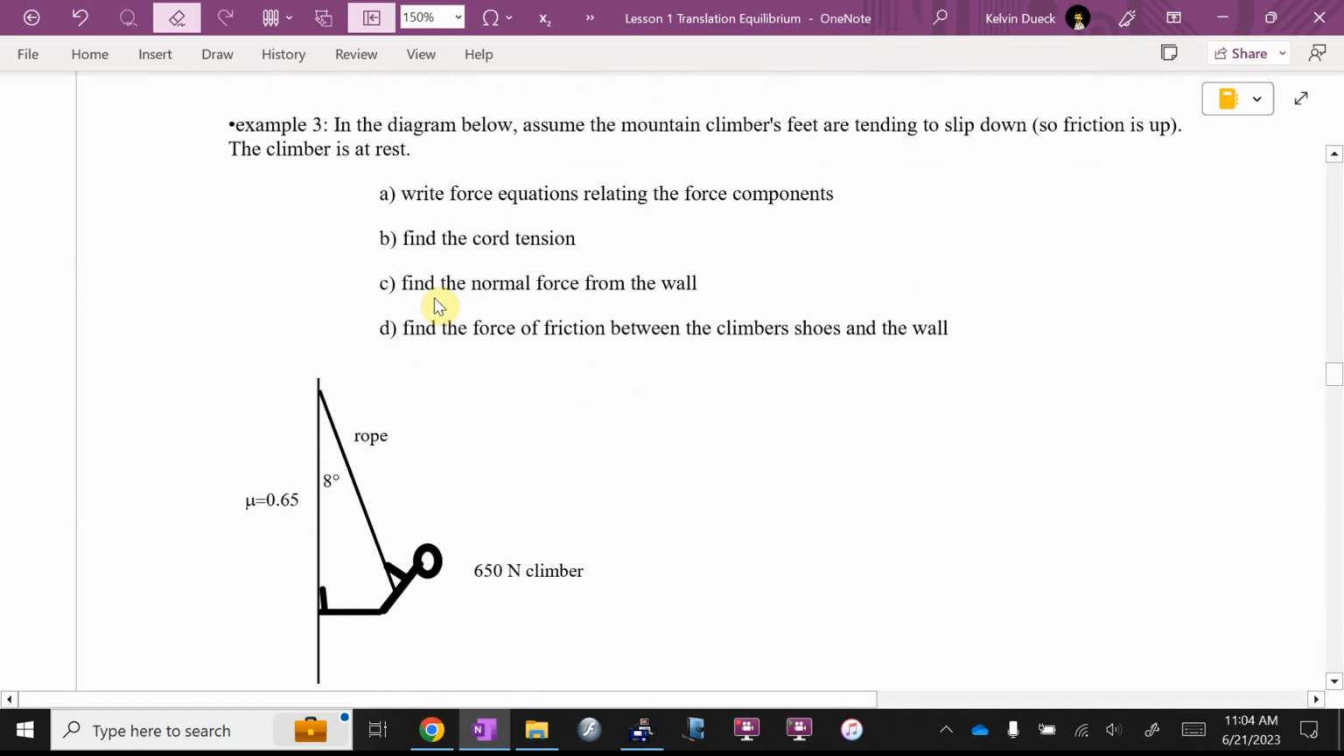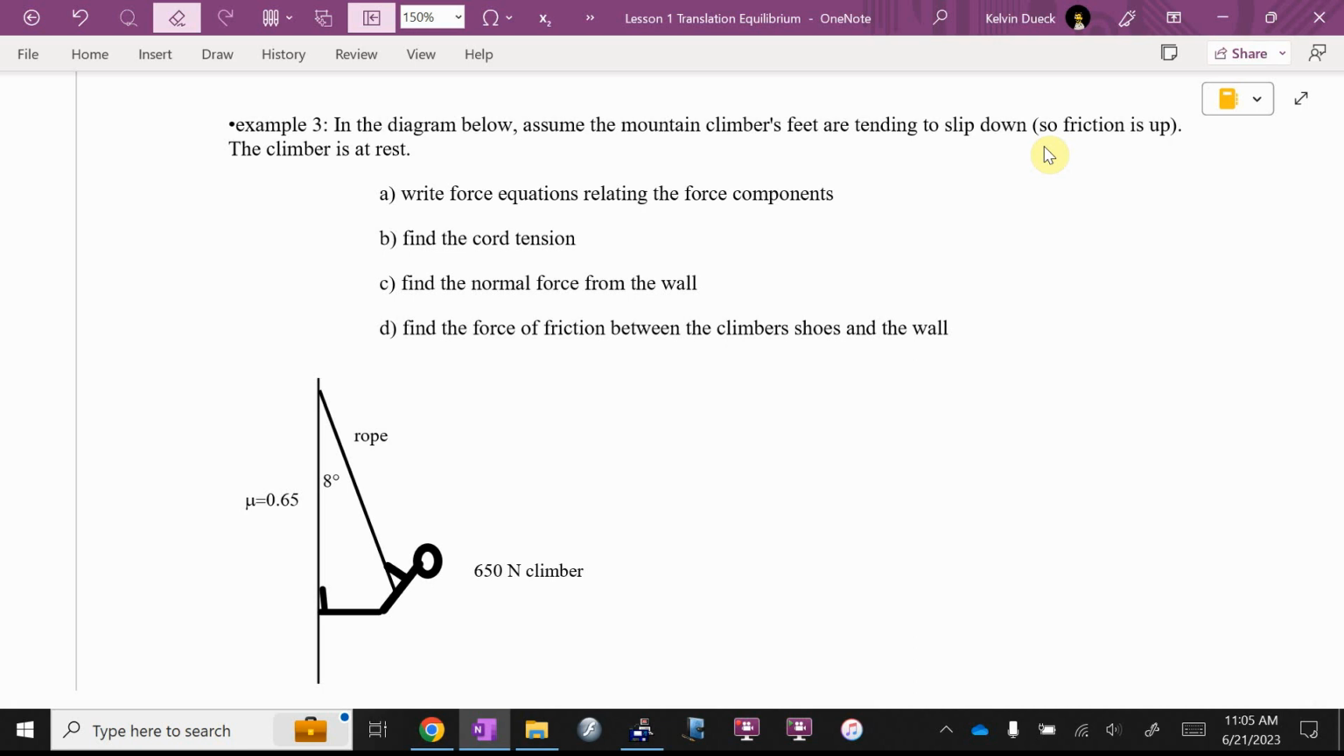Next page. We're going to finish with this one, just to give you an idea of some neat applications. Rock climbing. So here's someone who's hanging from a harness. They're against a cliff. Maybe they're rappelling. We have to make some assumptions. It says, assume the mountain climber's feet are tending to slip down, so friction is up. They do have to tell me that, because it could be that actually the feet were slipping up and friction could be down. You can look at both situations. So friction is going to point up.